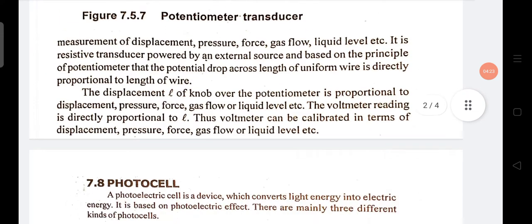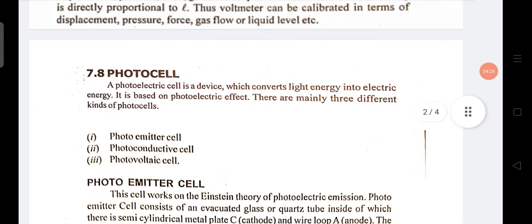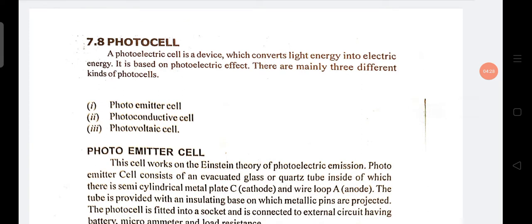Now, this completes the active transducer and passive transducer, and the difference between them. In an active transducer there is no need for an external source for the working of the transducer, but in a passive transducer there is a need for an external source to operate or function as a transducer.